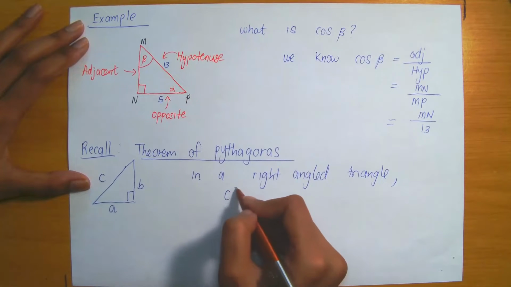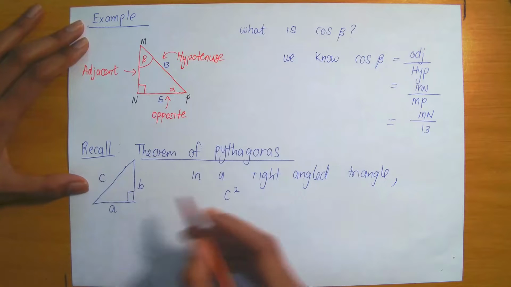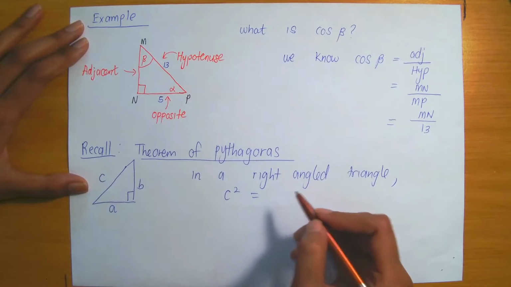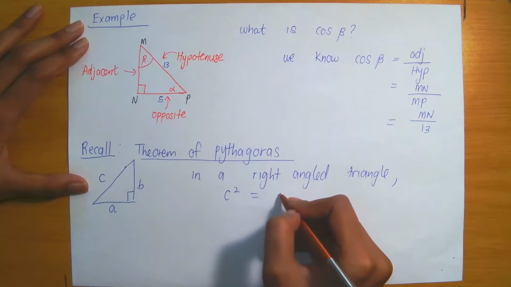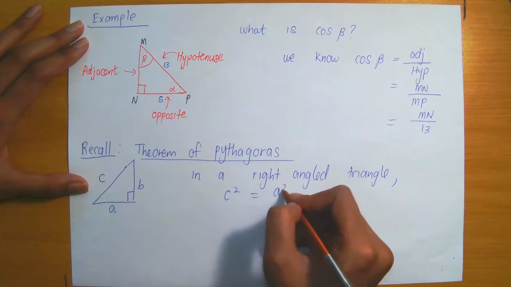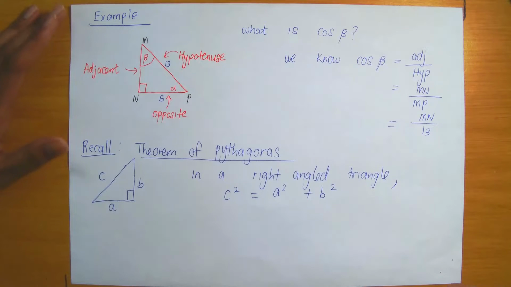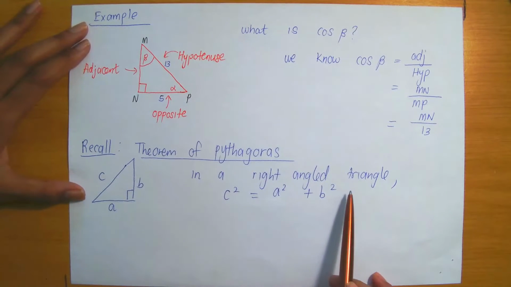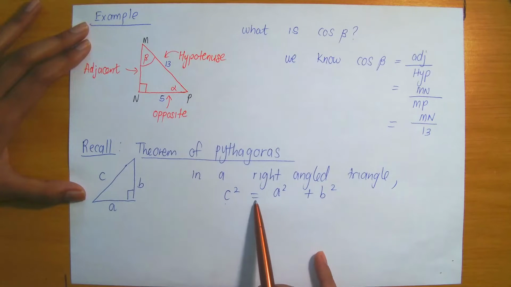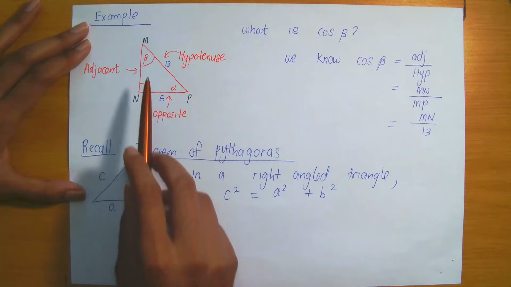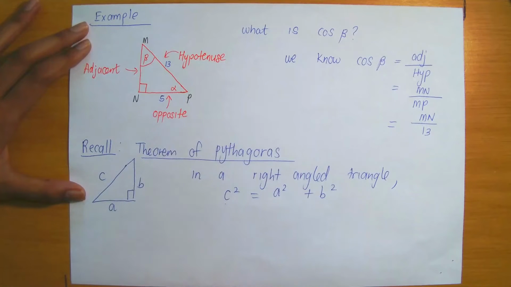we have that C squared, the square of the hypotenuse, is equal to the sum of the squares of the other two sides. So it's equal to A squared plus B squared. So that's important to note. So let's write down this equation, C squared equals A squared plus B squared, in terms of what we have in the above diagram.